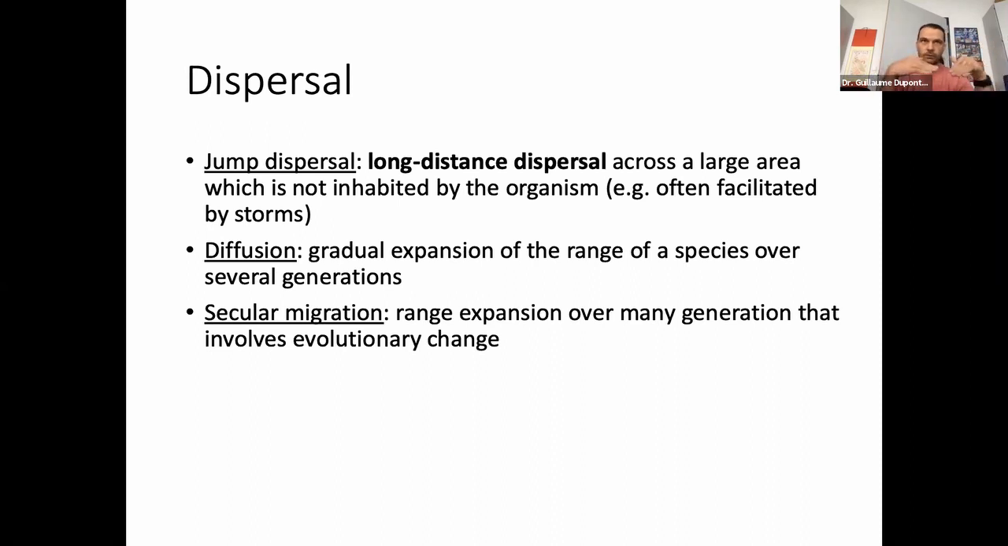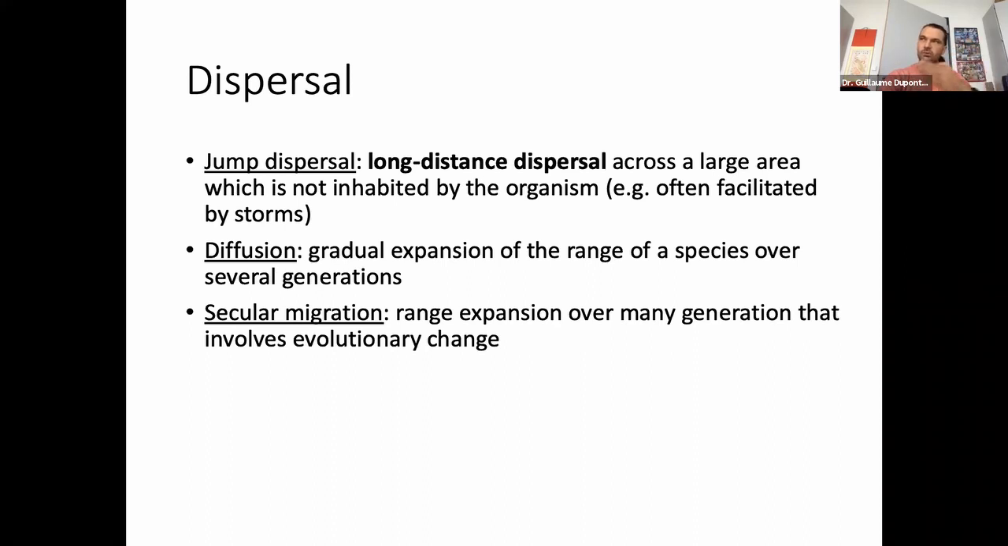So then we have different types of dispersal. Jump dispersal, which is a long distance dispersal. This is often facilitated by storms. Then there is diffusion, the gradual expansion, as we have just seen with these oaks, of the range of a species over several generations.